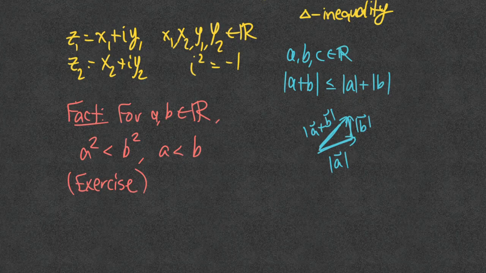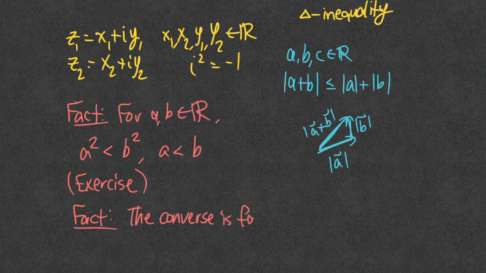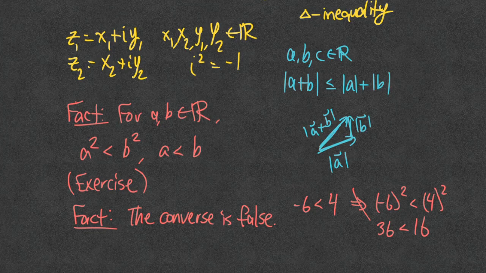And the other fact is, the converse is false. It is definitely not true. For example, if I have something like -6 being less than 4, that is a true statement. But if I square both sides, it is not true that -6 squared is less than 4 squared, right? Because 36 is not less than 16. So this is actually false, but we're going to play around with this just a little bit, all right? So let's go ahead and get started.